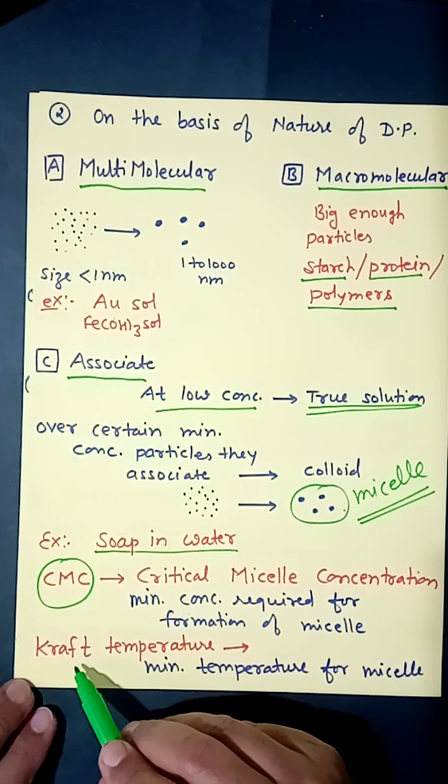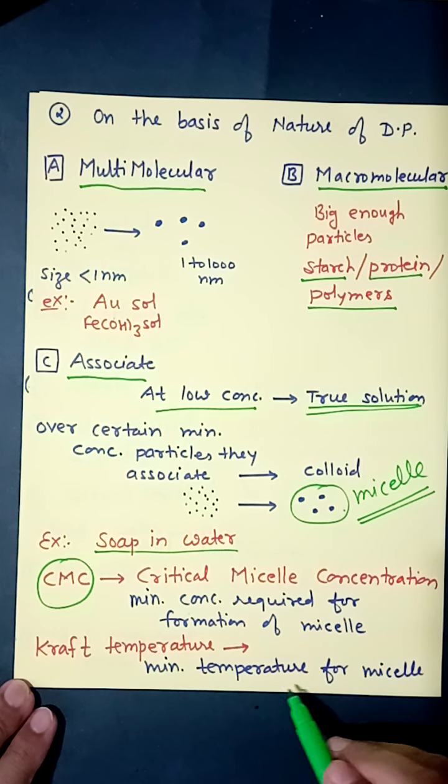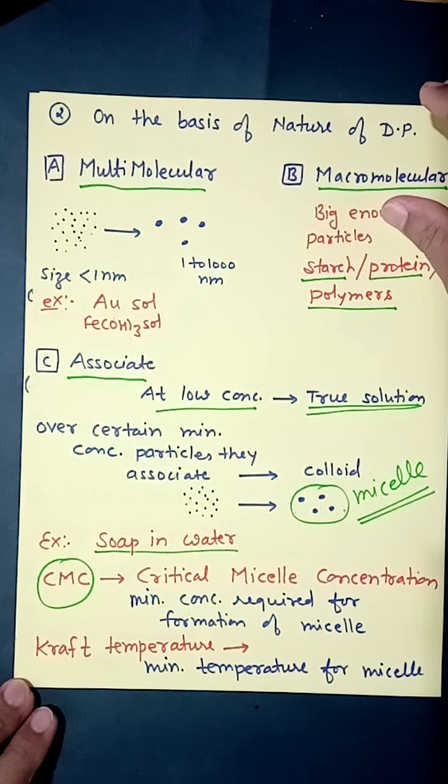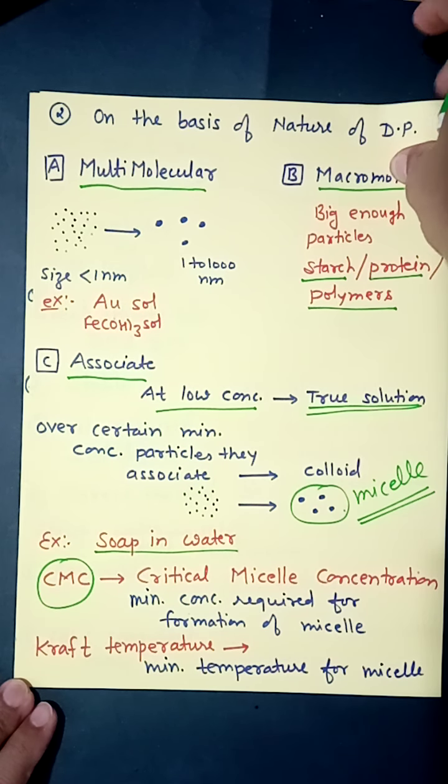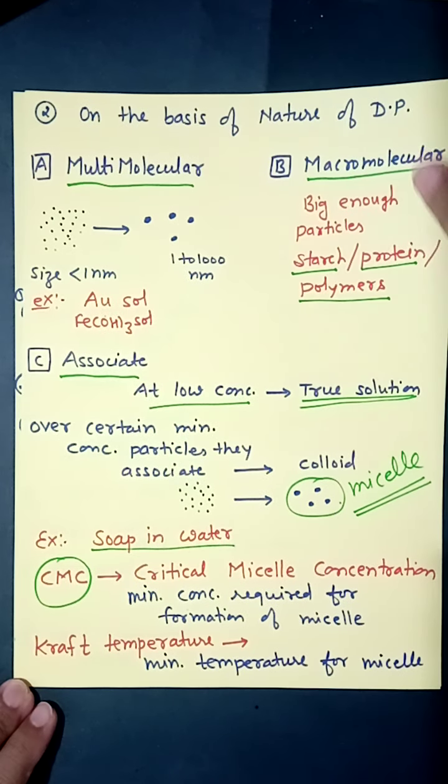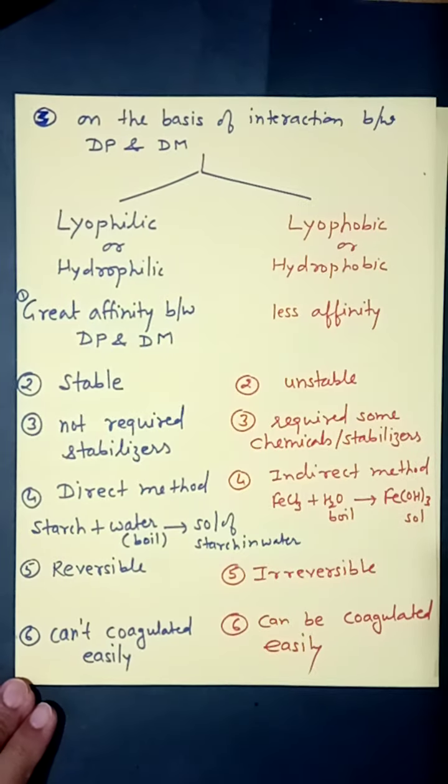Kraft temperature, one more point here. Kraft temperature is the minimum temperature required for formation of micelle. So one more question you may have, what is Kraft temperature? It is the minimum temperature required for formation of micelle.